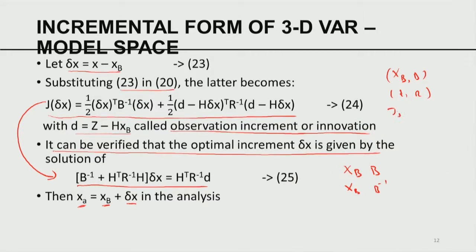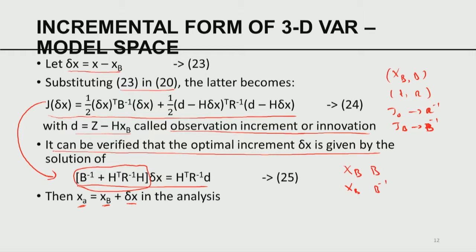But my J naught uses R inverse. My JB uses B inverse. B inverse, R inverse, who is going to give you? The theory is beautiful, but you need to be able to compute B inverse, R inverse. Look at this now. The left hand side matrix in here involves these inverses. So where in the world are you going to get these?